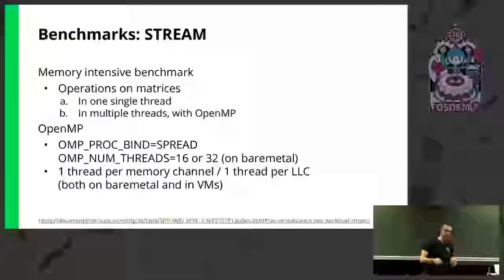In our case, we used OpenMP for parallelization of the Stream jobs, and so we used a different number of threads, which was either 16 or 32 on bare metal. In general, the rule of thumb again is to use as many threads as there are memory channels, but this is not information that you can easily figure out via software. So you can approximate it by using one thread per LLC. And this applies to both the host and the virtual machine.